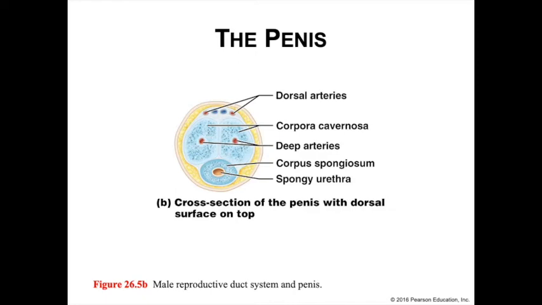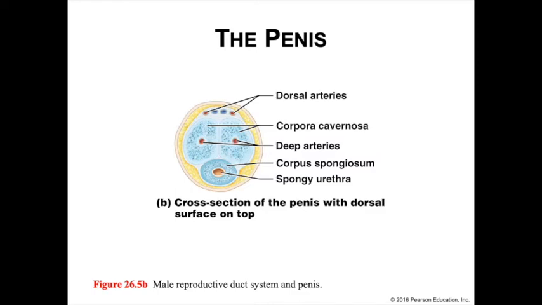So when we're looking at the internal penis, we do have dorsal arteries and veins that run through it. Within the corpora cavernosa, so the two big spongy tissue tubes that run on either side, we have two deep arteries that run through each one. This is going to be the main erectile tissue. So essentially what happens, this is a spongy type of tissue that as it fills with blood, it actually becomes erect.